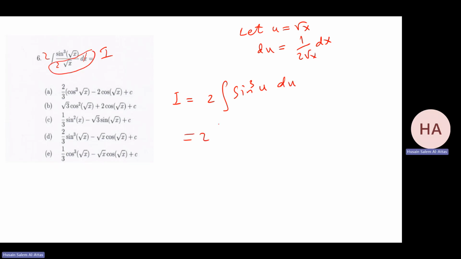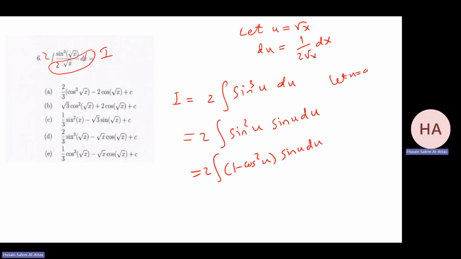So now sine is odd. So I take sine square and multiply by sine u du. And I change sine square into 1 minus cosine square. You know this trick, sine u du. So I let w be cosine u, dw will be minus sine u du. So I need a minus sign. Yeah, this is minus, and then the minus sign outside.